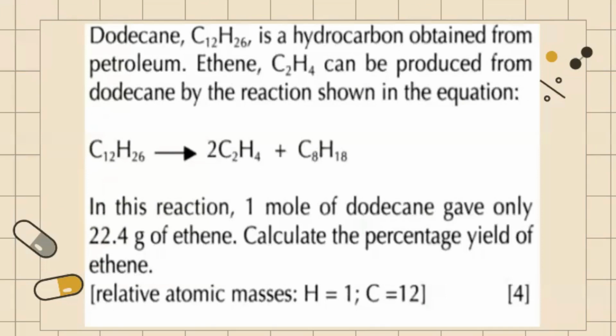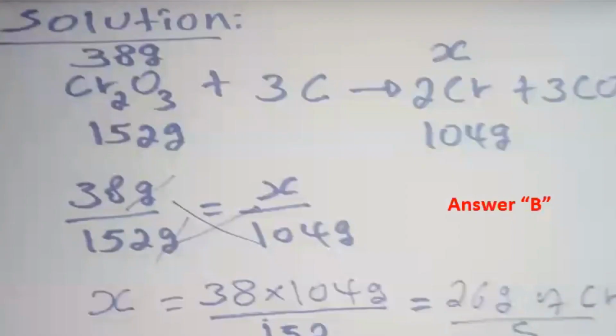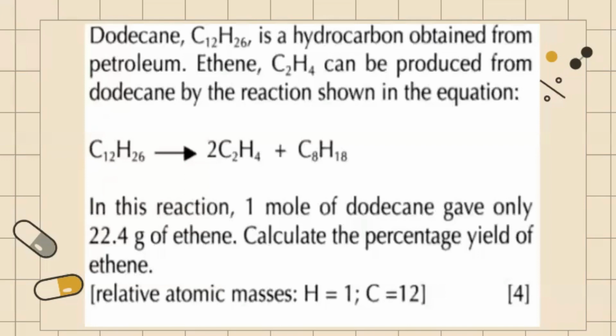Relative atomic mass of hydrogen and carbon are given here. So how can we find the percentage yield? First, what does percentage yield mean? Percentage yield is the ratio of actual yield to theoretical yield multiplied by 100%.